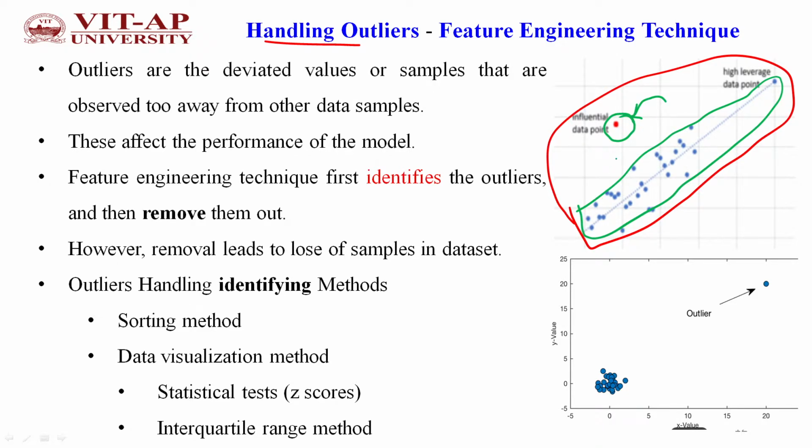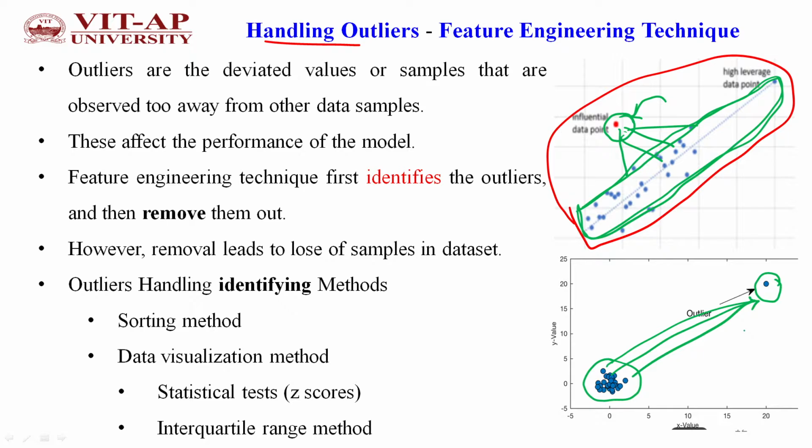That means it is available out of the other data points, far away from the other data points. So this single data point is far away from the other data points. That is the meaning of this. Second plot, look here. Here all the data points are close to each other, but a single data point is far away from the other data points. This far away data point from the other data points is called an outlier. The data point which is far away from other data points is called an outlier.